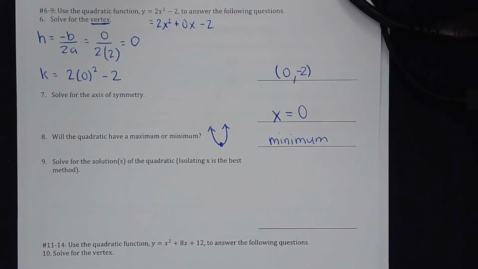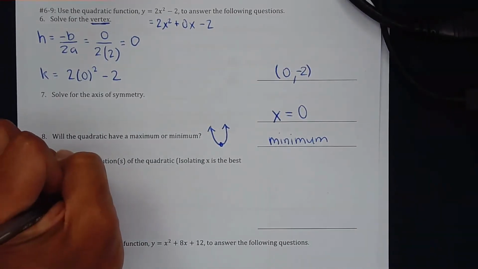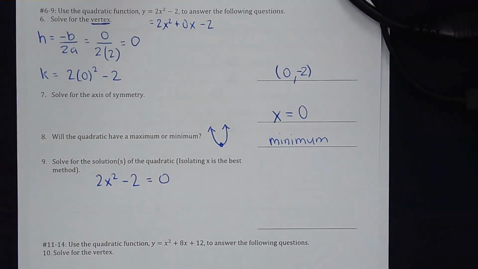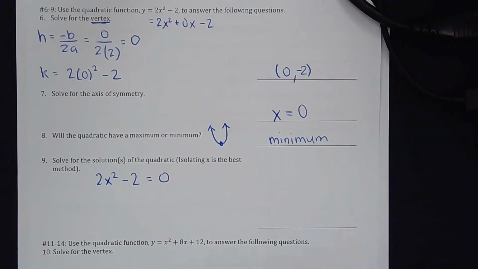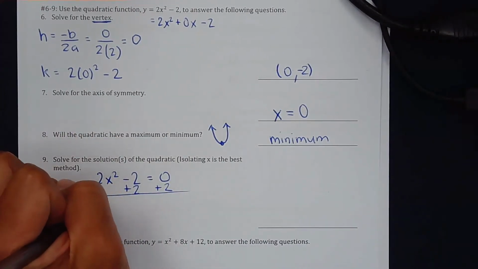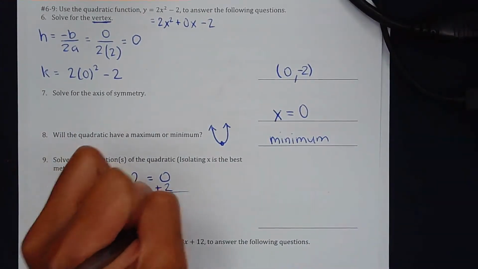Question number 9. Solve for the solutions of the quadratic. So I give you guys all those different methods on the review. Please use them for the test. So isolating x is the best method, or that's the same thing as getting x by itself. In your notes, you should see that we set our equation equal to 0 first, and then we go ahead and solve for x. We go ahead and add 2 to both sides. We get 2x squared is equal to 2.